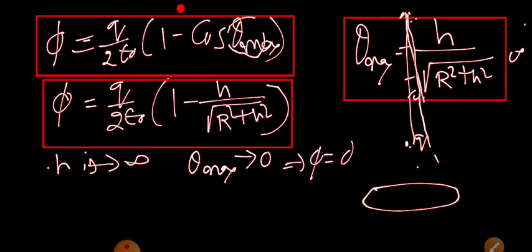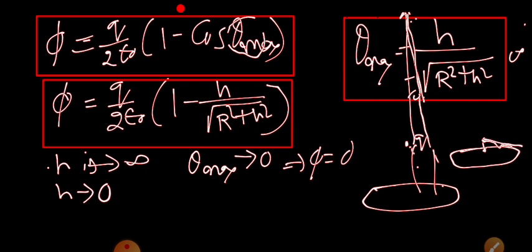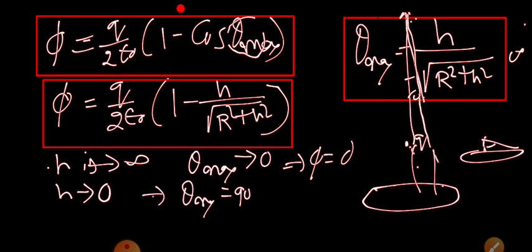Naturally, the charge particle is very far, so the electric field strength will be less. Whatever the area may be, the electric field strength is less, so the flux will be equal to 0. Next case: if the plate is here and the charge particle is very nearby, h tends to 0. If h tends to 0, very nearby, then this angle will become nearly 90 degree. So in this case, theta max is equal to 90 degree, cos 90 is equal to 0, so this flux comes out to be q by 2 epsilon naught.